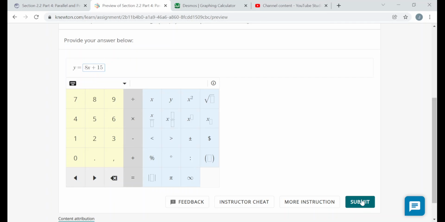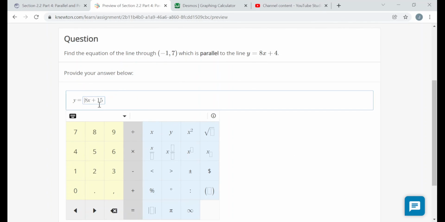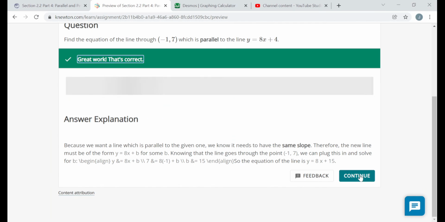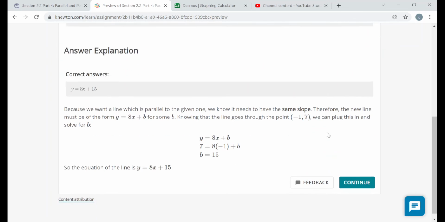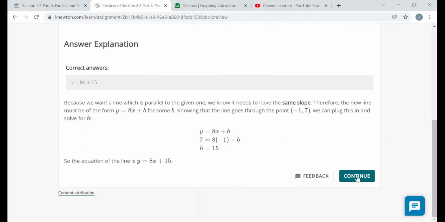Just think about y equals mx plus b. If m is 8 and I replace x with -1, what would b have to be so that y would be 7? All right. And if you want to write all that out, that's fine. I'm sorry I did it in my head here, but yeah.